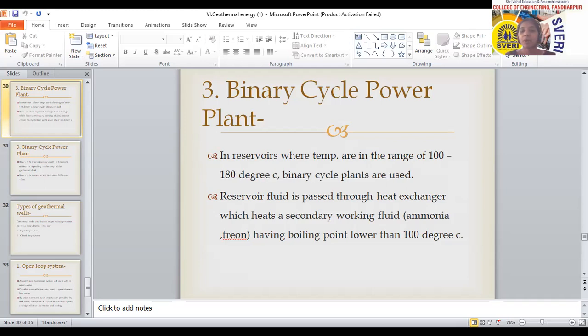So the binary cycle power plants vary in sizes from 500 kilowatt to 10 megawatts, depending on the temperature of the liquid that is available underground.